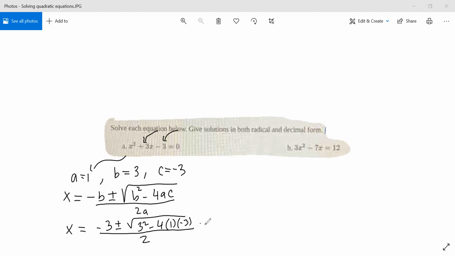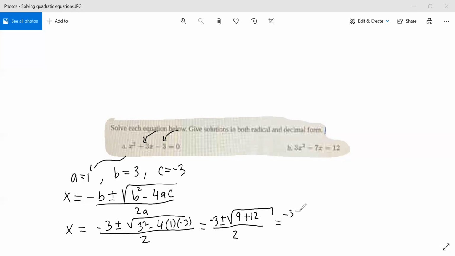When we simplify this, we have to make sure that the number under the radical is positive. Otherwise, we won't have a solution. If it's a negative number, we won't have a solution. So negative 4 times negative 3 is going to be 12, and 3 squared is 9. So this will be that.